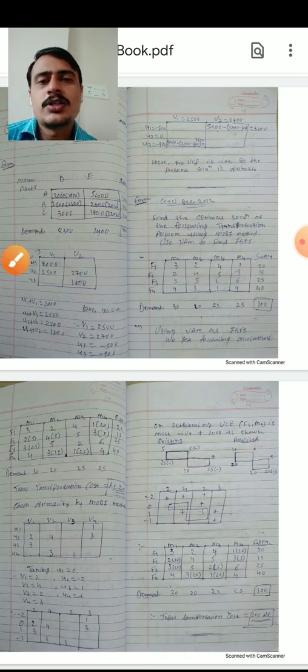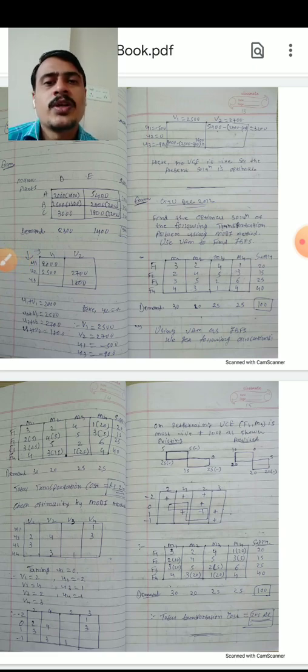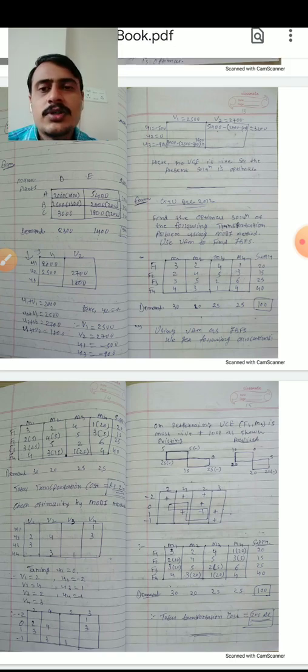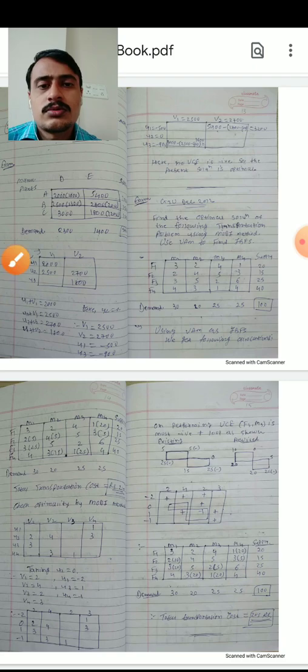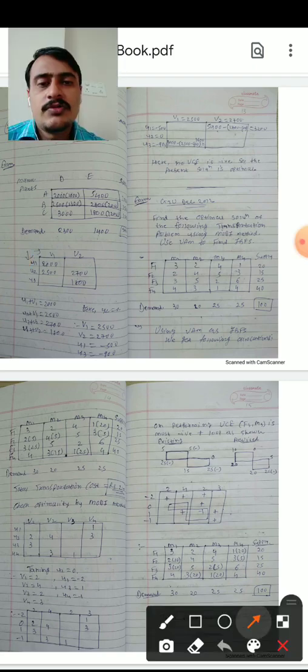Here we will see another example for the MODI method, or UV method. See, the question is another. Find the optimal solution of the following transportation problem using the MODI method and use WEM to find out the IBFS. For the IBFS we will use the WEM method.